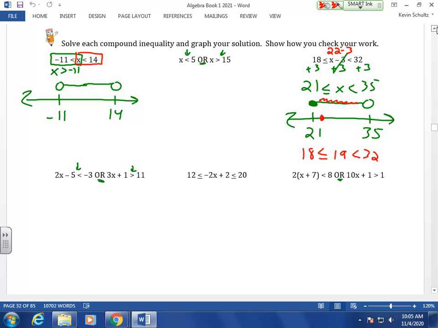12 is less than or equal to negative 2x plus 2, which is less than or equal to 20. What am I doing first to make this graphable? Meaning I've got to get x by itself. First step, Blake. Subtract 2 from all parts. Yes. 12 minus 2 is 10, which is less than or equal to negative 2x because those 2's cancel out, which is less than or equal to 18. Nope, it's not less than or equal to 20, it's 18. Sorry.